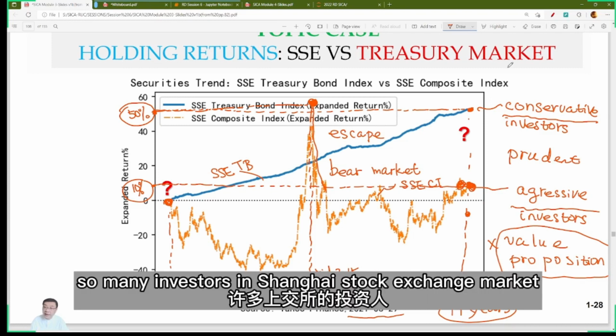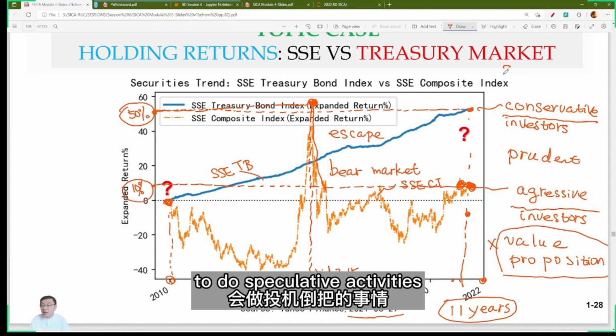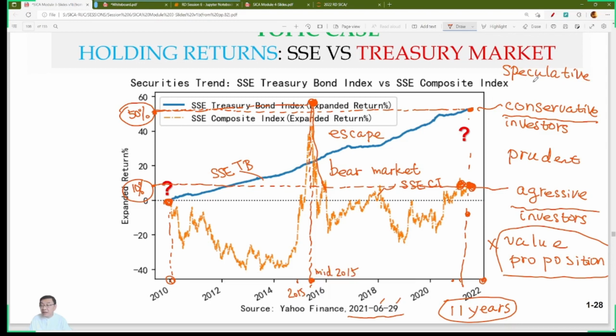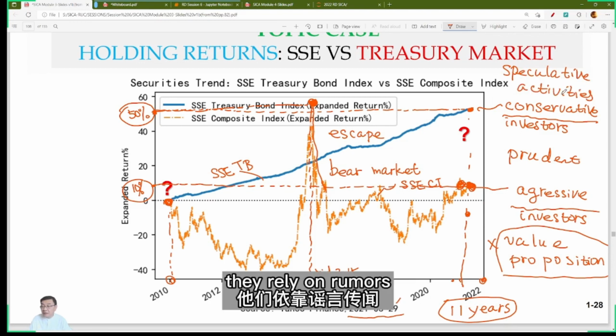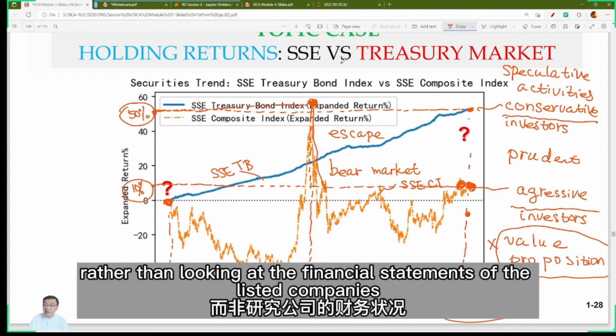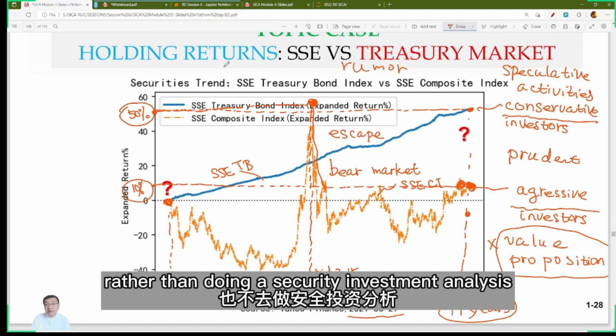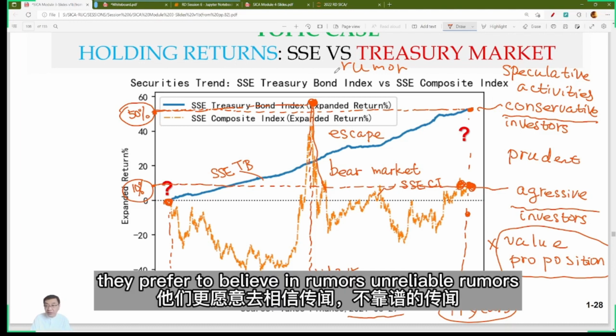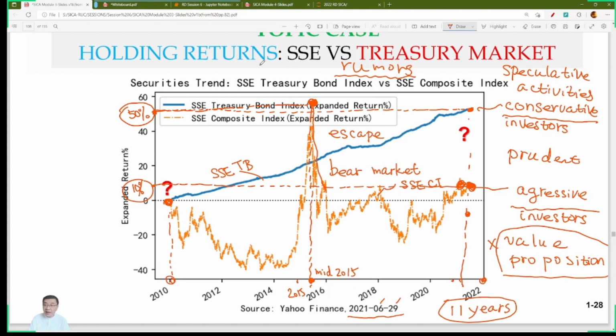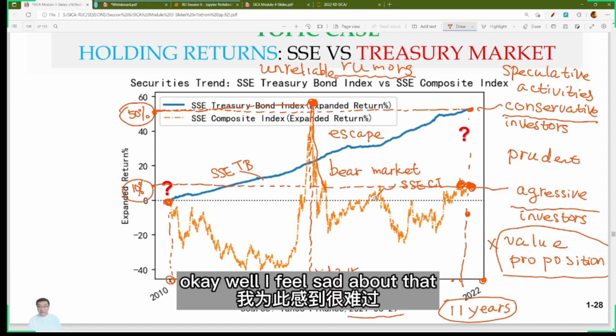That's why so many investors in the Shanghai Stock Exchange market engage in speculative activities, right? They rely on rumors rather than looking at the financial statements of the listed companies. Rather than doing a security investment analysis, they prefer to believe in rumors, unreliable rumors. Well, I feel sad about that.